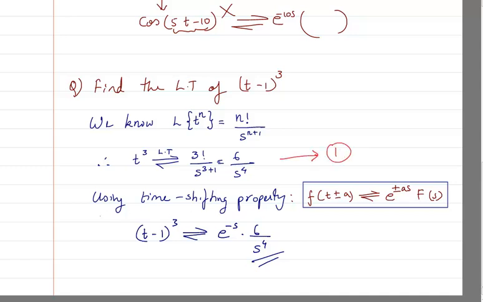Then have you mentioned the property that you are using? So here we have used this property. So what is the property? For writing that, you will get another 1 mark. And then the final answer will have another 1 mark.